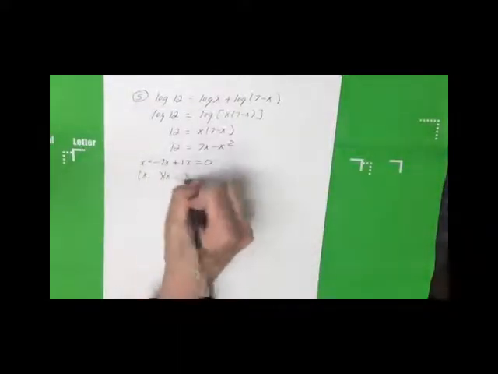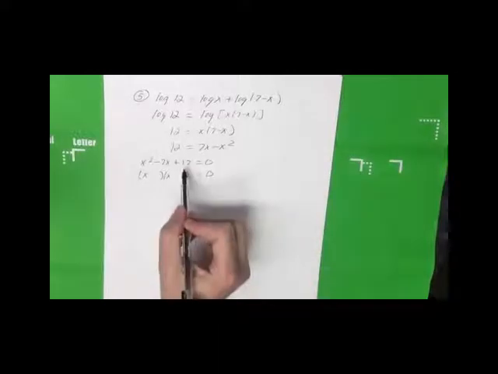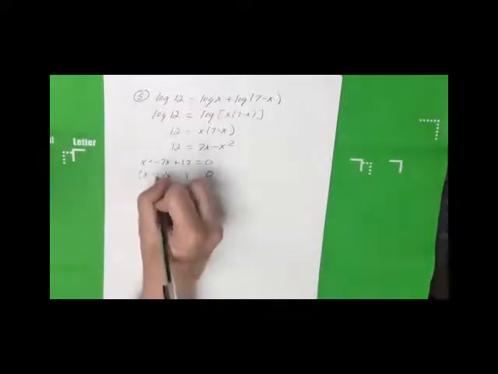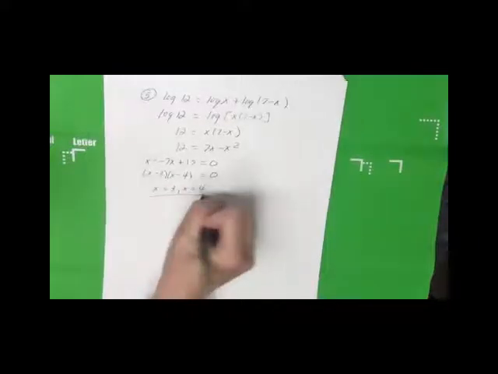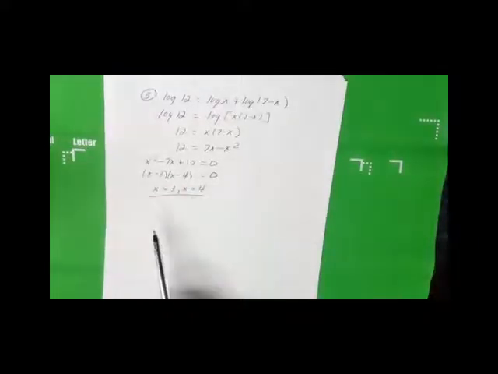Factoring. Two numbers whose product is 12 and whose sum is negative 7: negative 3 and negative 4. So we get x is 3 or x is 4. All right, so the solution set can consist of more than one value. Both 3 and 4 make up the solution set.